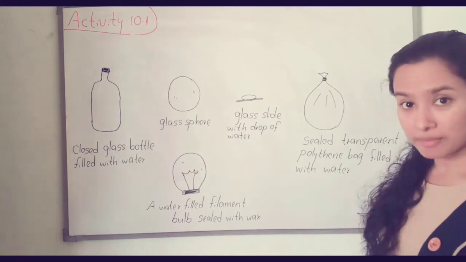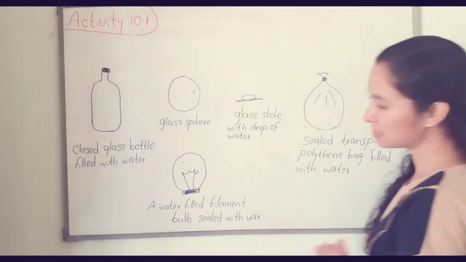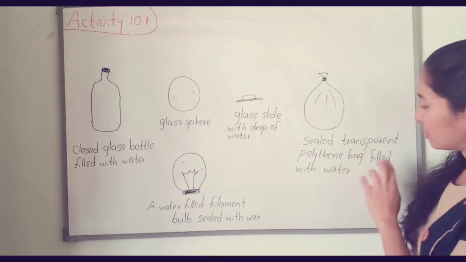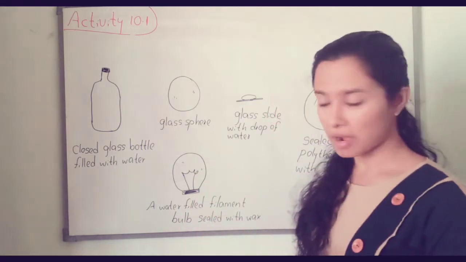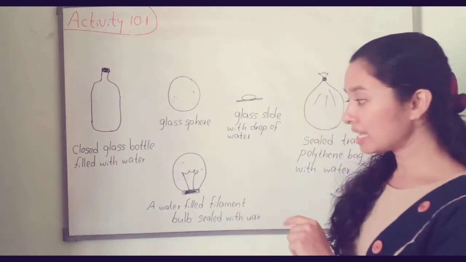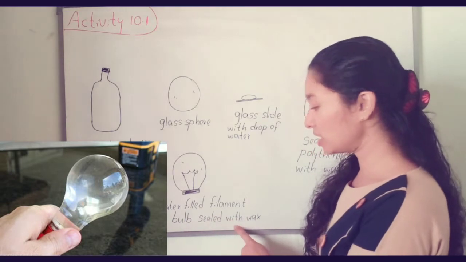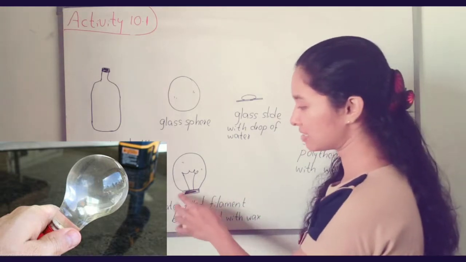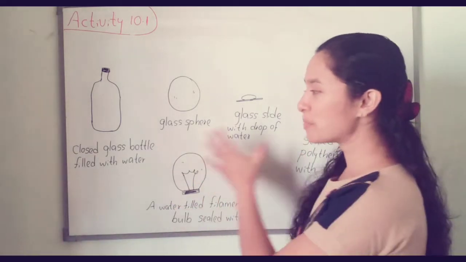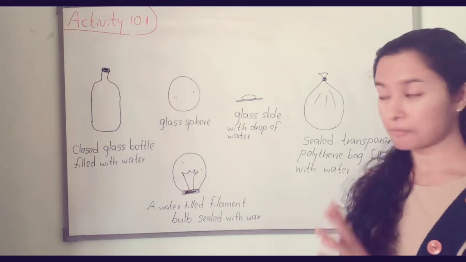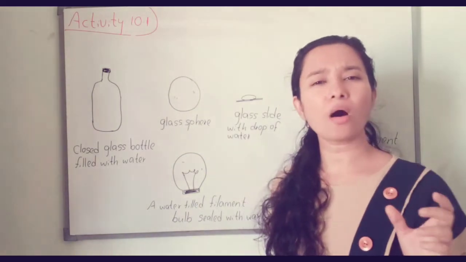Then take a polythene bag, fill it with water and seal it. You have to seal it well. This is a polythene bag filled with water. Then you have to take a filament bulb. This is a filament bulb, and you have to fill it with water and seal it with wax. Before doing the practical, you have to make this type of instrument. Then what to do? Then you have to observe small letters.